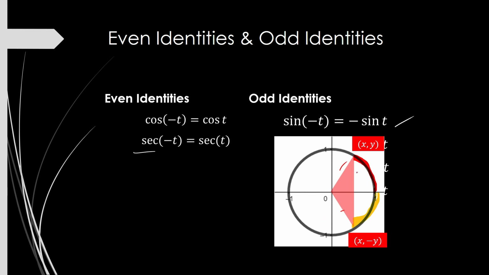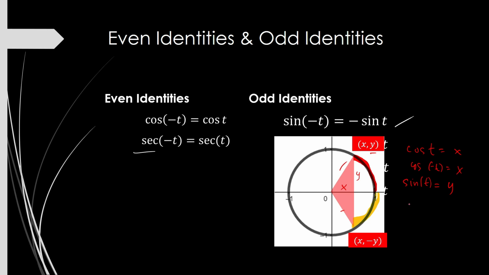And so this is y, and this one is x. So these 2 points have the same x coordinates. What does that mean? Well, that means that cosine of t is equal to x, and cosine of negative t is also equal to x. And what about sine? You will pay attention to the y coordinate of those terminal points. So sine of t is equal to y, the second coordinate of the terminal point.